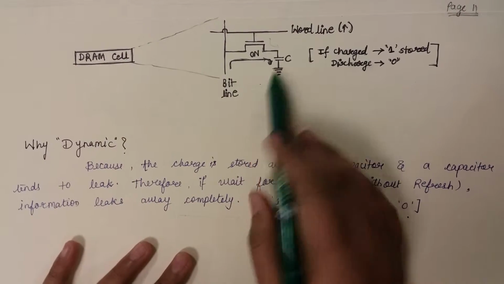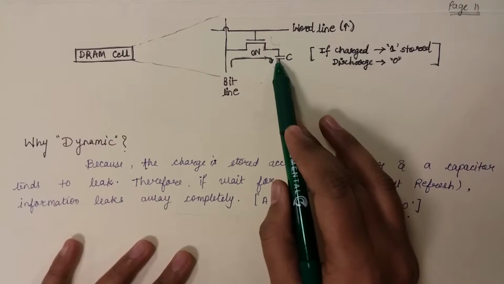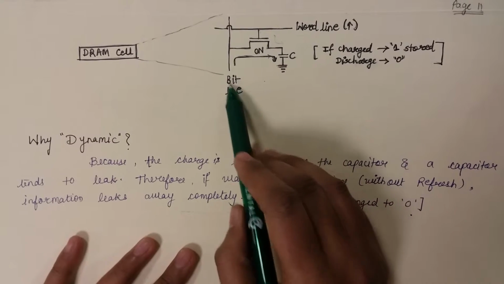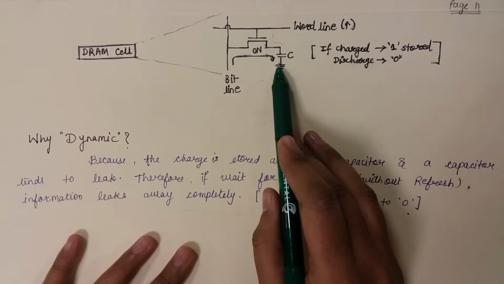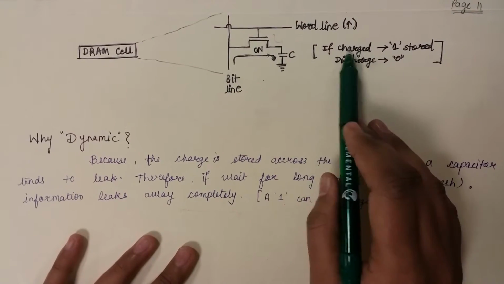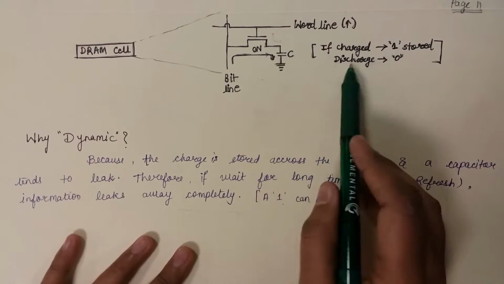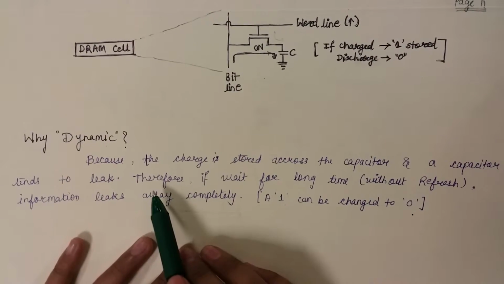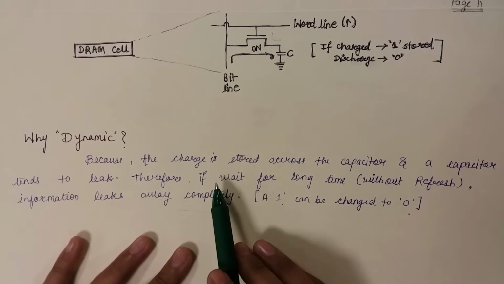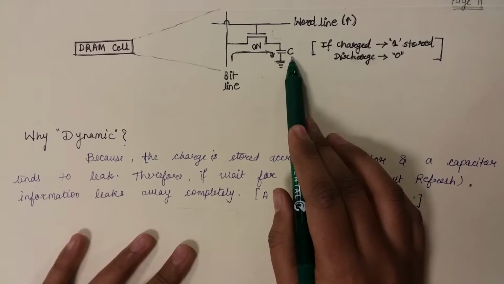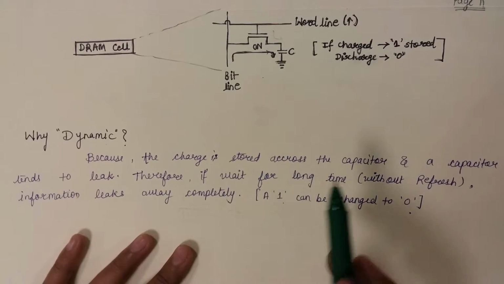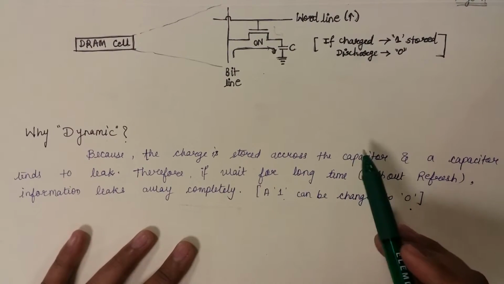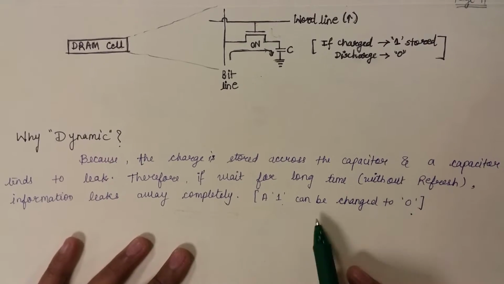Here is a single DRAM cell. It has a single transistor and a capacitor. When the word line is activated, the bit line is connected to the capacitor, and if it is charged, it is 1 that is stored, and if it is discharged, it is 0 that is stored. Now, why is it called dynamic memory, dynamic RAM? Because the charge is stored inside the capacitor, and a capacitor tends to leak. Therefore, if we wait for a long time without refreshing the data, it may happen that the information can leak completely. That is, 1 can be changed to 0, hence dynamic.